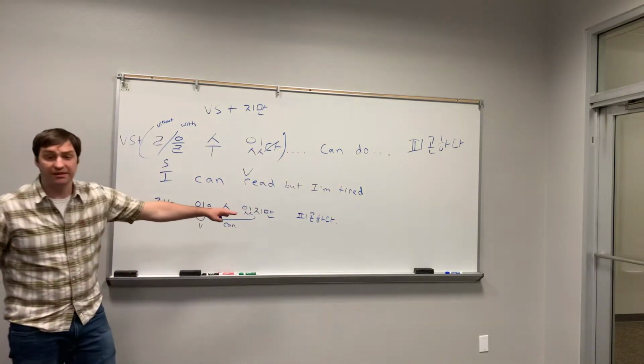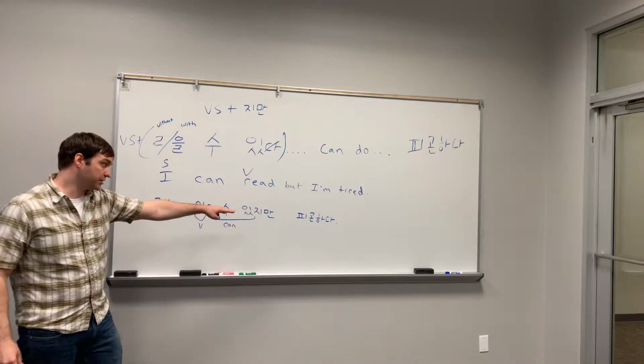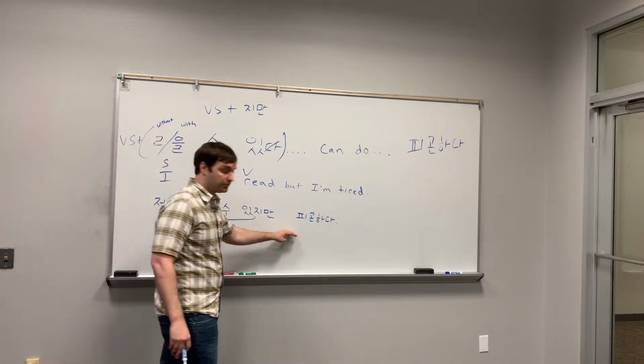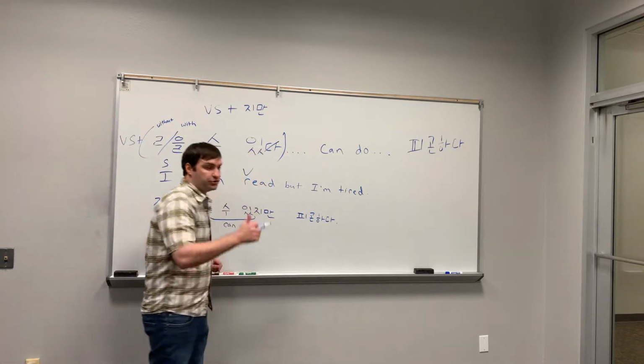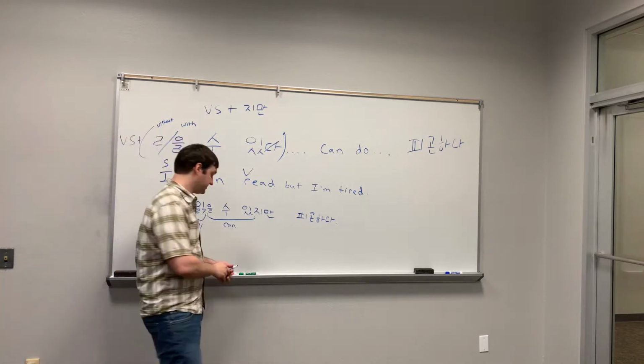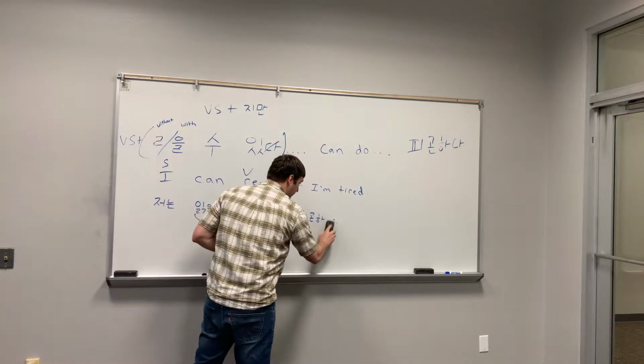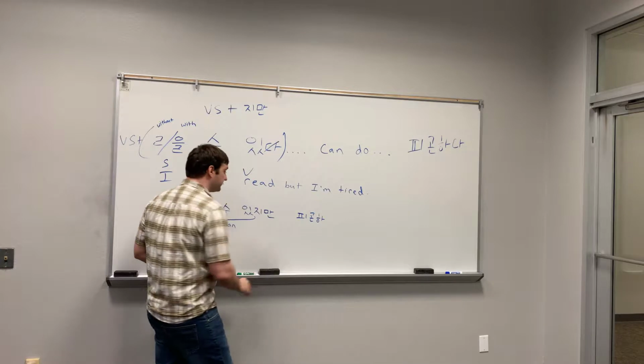Okay. You can't leave it in this form, right? It doesn't work like that. This is just a dictionary form. We need to conjugate it. So what do we do first? Everybody knows? Drop the da. Da's gone. And drop the door. Don't need it. Okay?